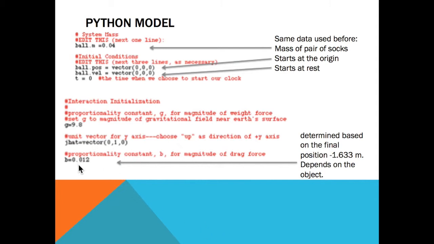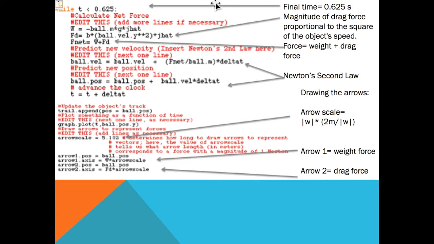B, here, is determined based on the final position, negative 1.633 meters, and it depends on the object. The final time keeps being 0.625 seconds. The magnitude of the drag force is proportional to the square of the object's speed. So now the force is equal to the weight plus the drag force. Here, I'm still using Newton's second law.